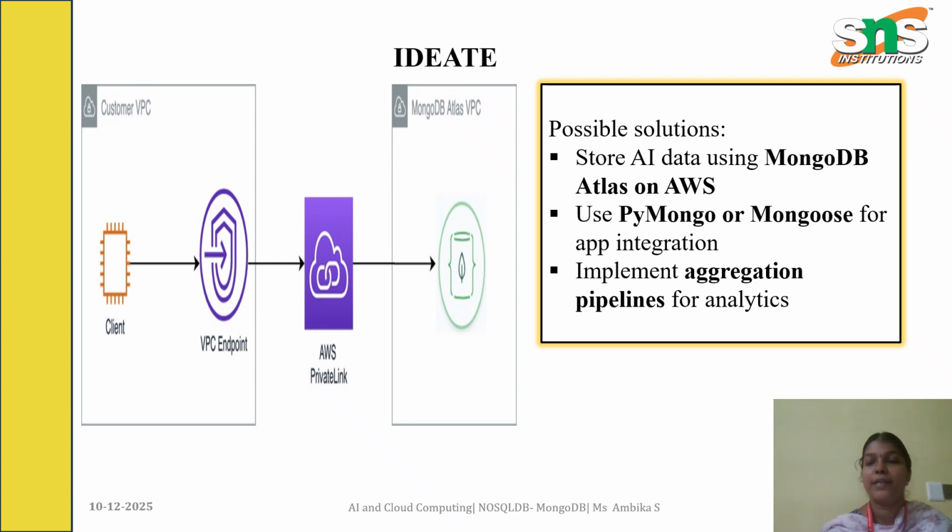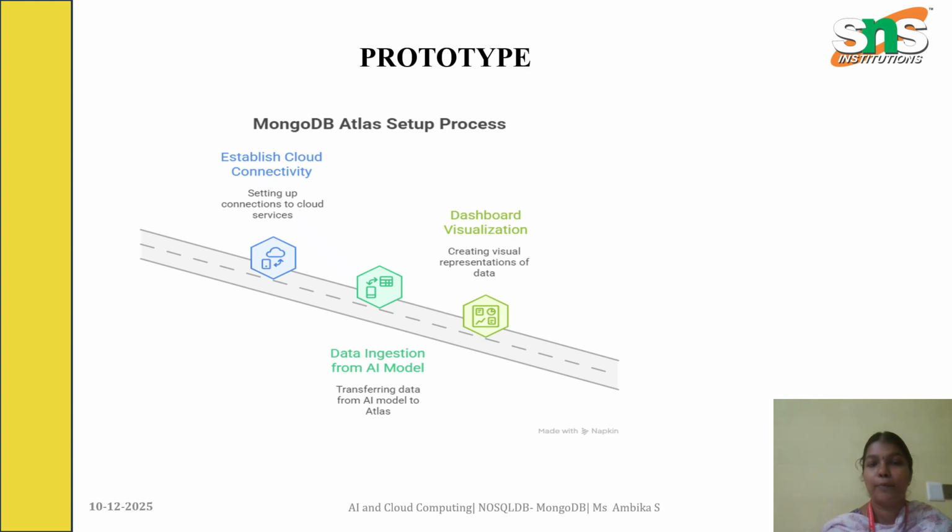Next, implement aggregation pipelines for analytics. Here, it involves using a structured, multi-stage data processing framework for transforming raw or granular data, mainly for business intelligence, reporting, and informed decision making. This is a prototype model which we are going to create.